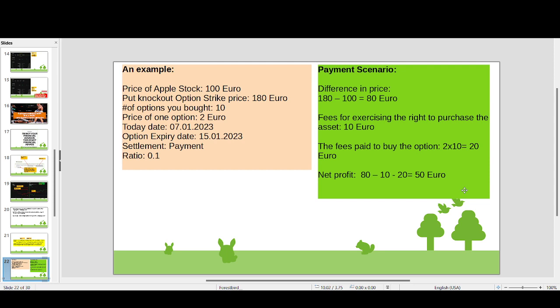So your net profit would be 80 euros minus 10 euro, that is your fees, and this 20 euro that you paid as premium or the option price. So in net you will get a profit of 50 euros. This is why I said consider all the different aspects while exercising this right, because it depends on the situation, to see whether selling this option contract is more profitable, or whether buying the underlying asset is more profitable. This is something that you need to check. You need to do the calculation to see what is the best option for you at that specific time.